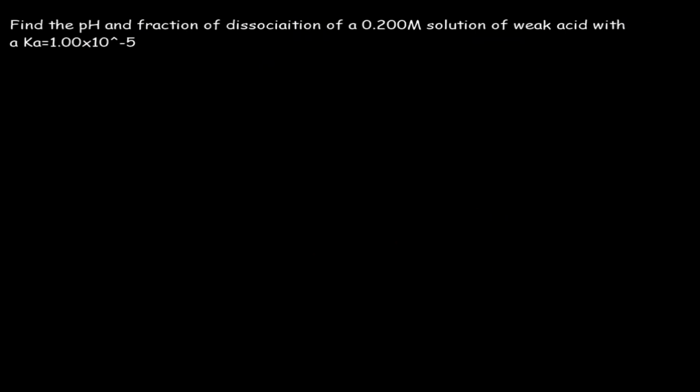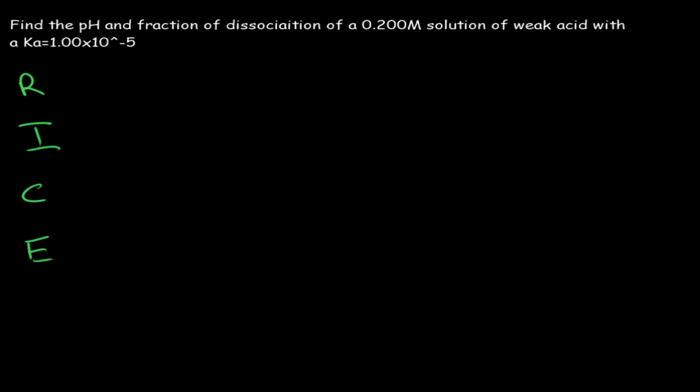Okay, so let's look at our first question. Find the pH and fraction of dissociation of a 0.2 molar solution of weak acid with a Ka of 1 times 10 to the negative 5. So the first thing I like to do when we're given a question is to do a RICE table, specifically when we're trying to find the pH around a weak acid or a weak base. So R stands for reaction, I stands for the initial amounts, C stands for change, and E stands for equilibrium.